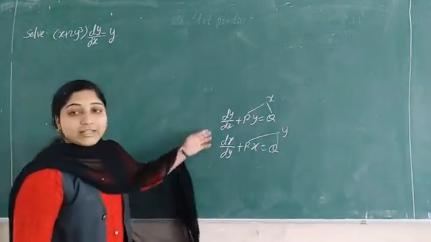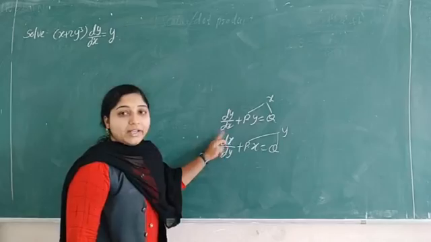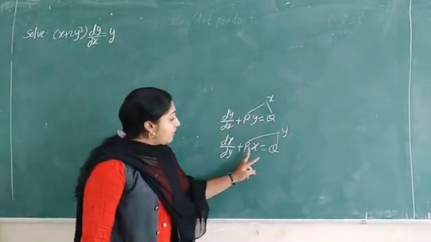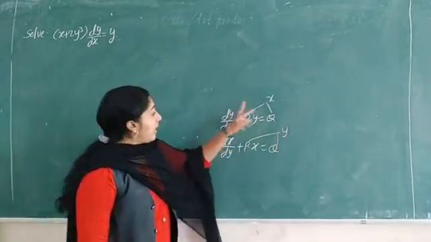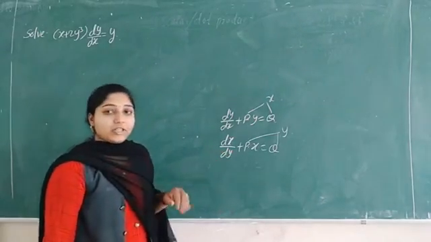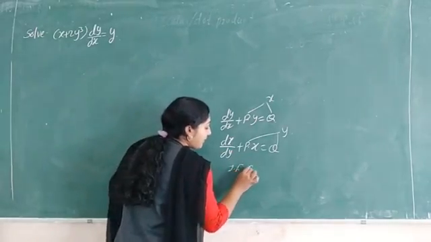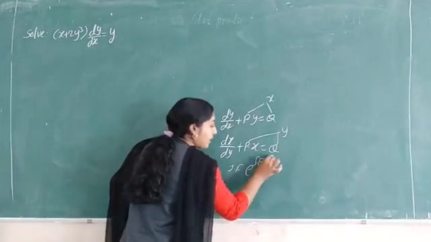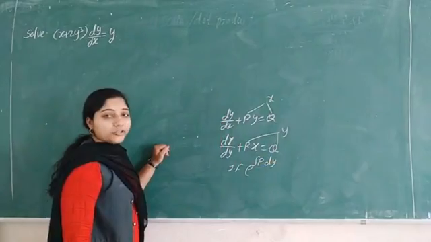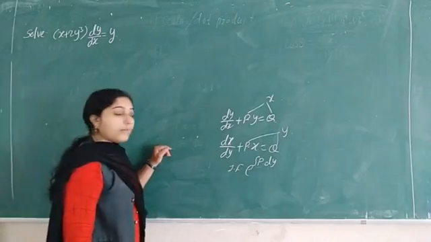Both are linear differential equations only, but here it is in the form of dy by dx and here it is in the form of dx by dy. Here p and q are functions of y and there p and q are functions of x. So how to solve this type of equation? Again the same procedure. First we have to find the integrating factor, that is e to the power of integration of p dy. In the earlier case the integrating factor is e to the power of integration of p dx, but here the integrating factor is e to the power of integration of p dy.